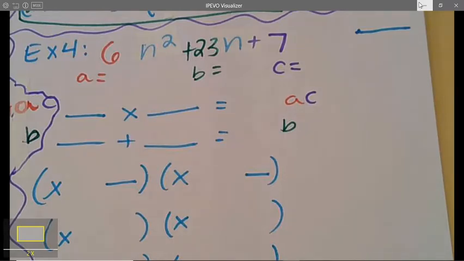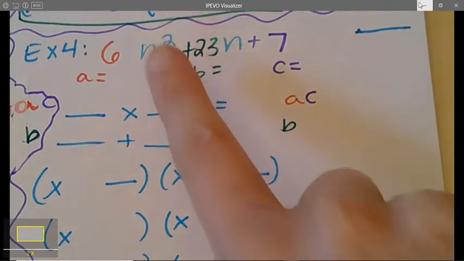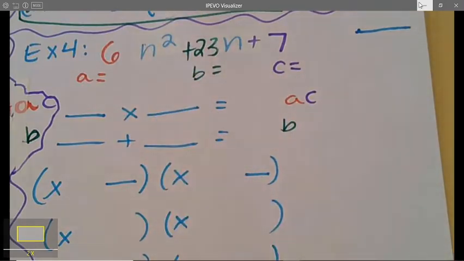Okay, so again, I have 3 terms, 1, 2, 3, and my highest exponent is a 2, which means I have a quadratic. That is giving me the hint that I need to slide and divide to solve. Okay, so after that, let's identify the A, B, and C. What are the A, B, and C?